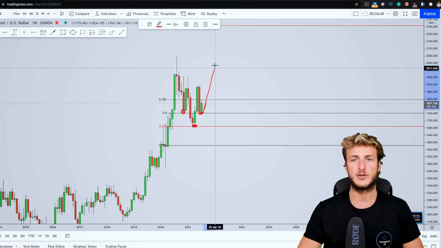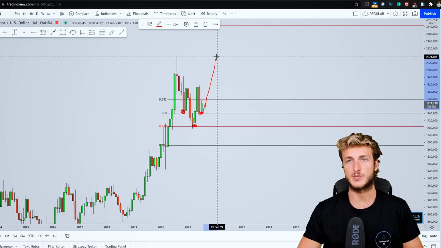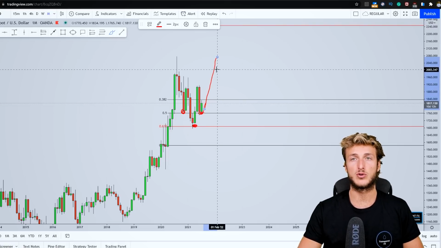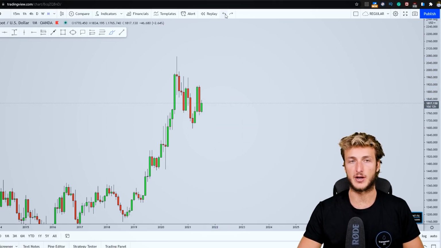So here in the monthly, everything seems quite bullish, and we can expect the market to provide more continuation to the upside, possibly even for the creation of a higher high. So on the monthly, everything is bullish, and this is quite clear.